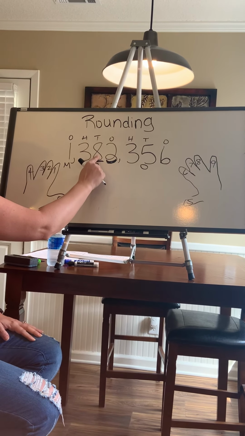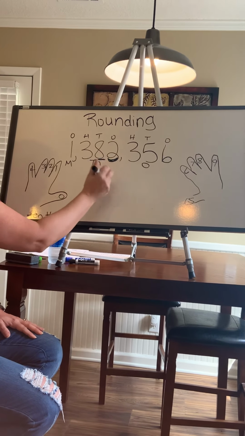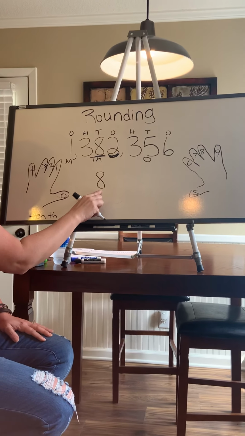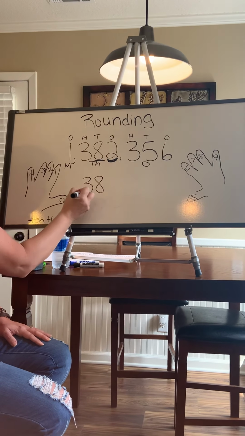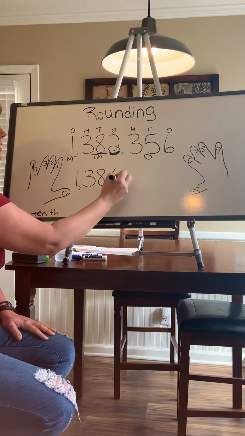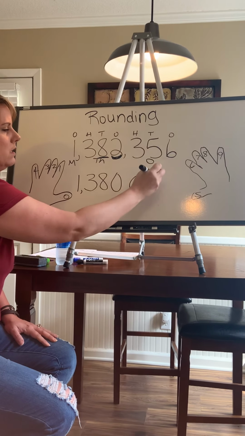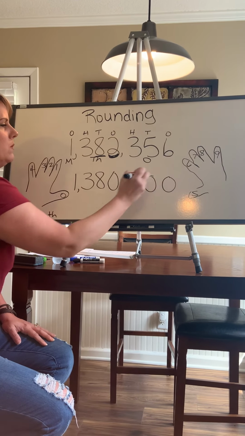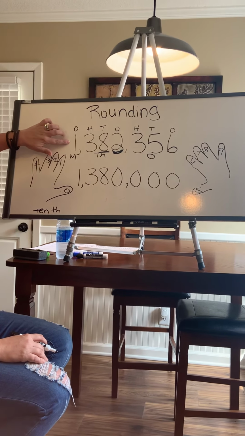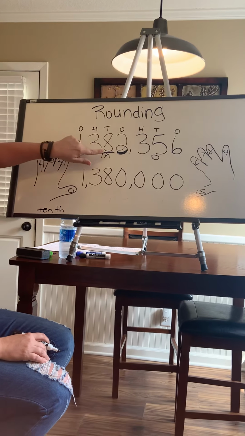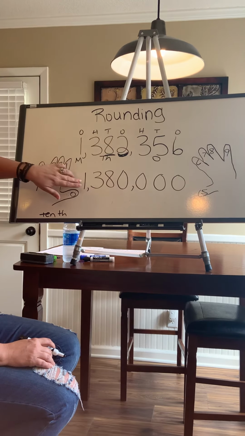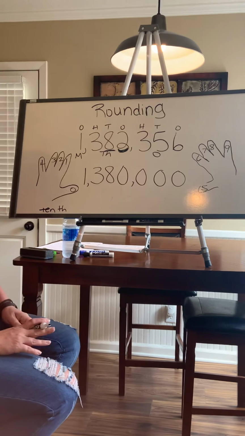Let it rest means that's just going to stay an 8. So we're going to drop the 8 down right below. Everything before stays the same. And everything after turns to a 0. So 1,382,356, when rounded to the nearest 10,000s place, rounds to 1,380,000.